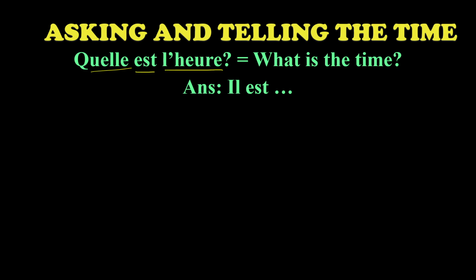So let's do it. Your answer for the time will always start with these two words. Il est. It is. Now il here is not he. Il is it for when you're talking about the time. It is, and then what comes after il est, you need to pay a little attention to understand.